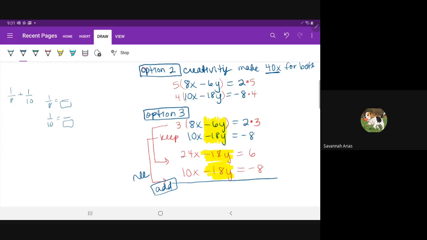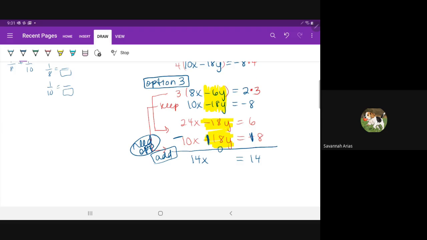Okay, I need them to be opposite. So I'm going to need them to be opposite, so the answer is no. So I need them to be opposite, so I get a 0 here. Okay, and then I add them. Okay, and we're almost done. So then from here, divide by 14, divide by 14, x equals 1.